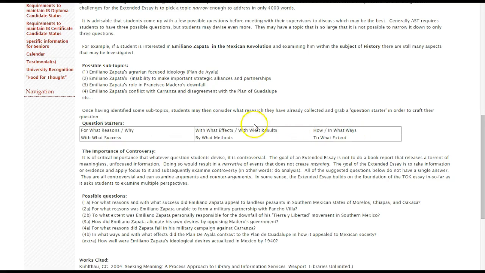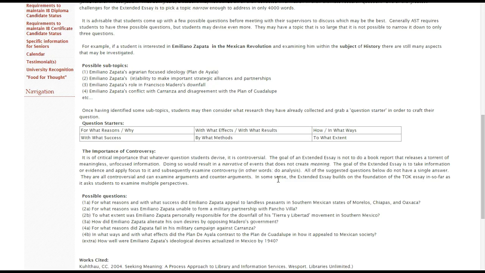So in the list of possible questions that I have down here, I've chosen some different question starters. In addition to this, students should remember that this should be a controversial, analytical, multi-perspective piece. This is not something that is going to be a book report. This is not just collecting tons of information and just vomiting it without having any organization or meaning to that information. The purpose here is not to tell a narrative of events, but to take information and evidence and examine controversy or otherwise do analysis.